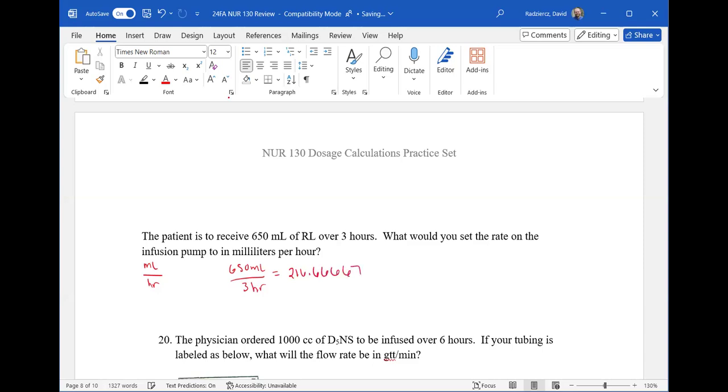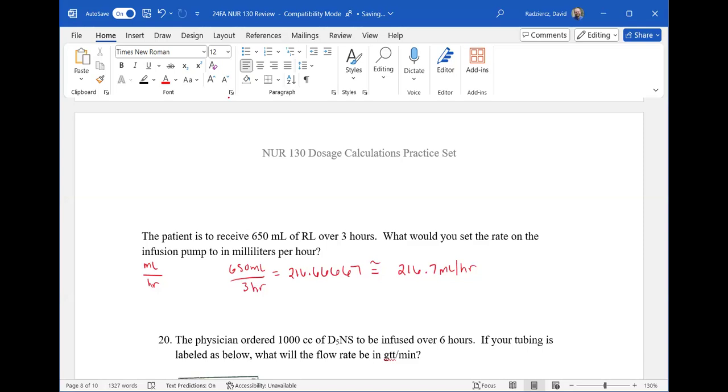And you're going to get 216.66666. It's just going to keep on going, milliliters per hour. And then you're going to round your answer to the nearest tenth. So you'd round that to 216.7 milliliters per hour. Now, sometimes you may get told, at least in a clinical setting, you might actually round that up to 217. You might round it down to 215 or round it up to 220. Sometimes it just depends on what you can program into the infusion pump.